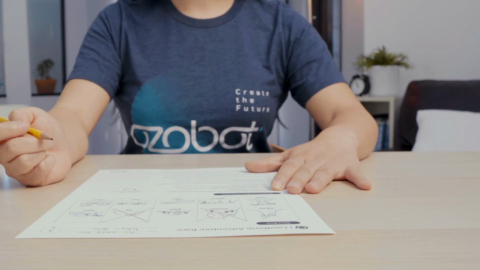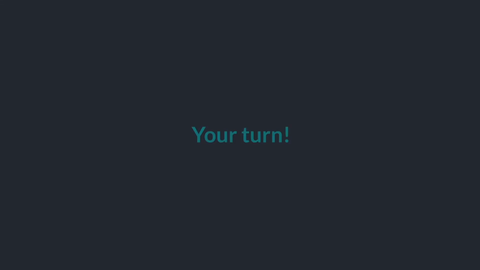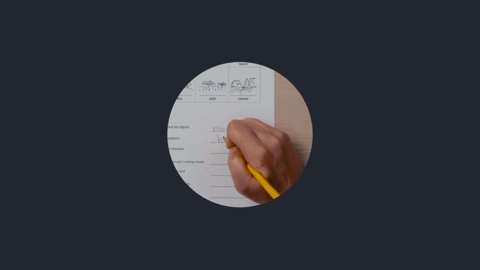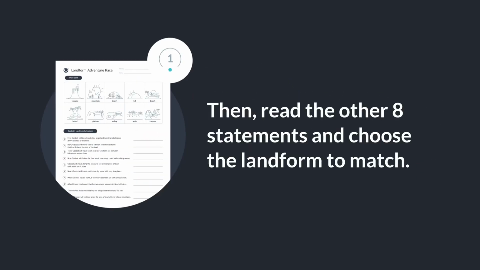Now that you know how to complete page 1, read the other 8 statements and write the names of the landforms described in each. Can you write the word hill after number 2 on your activity sheet? Then read the other 8 statements and choose the landform to match.